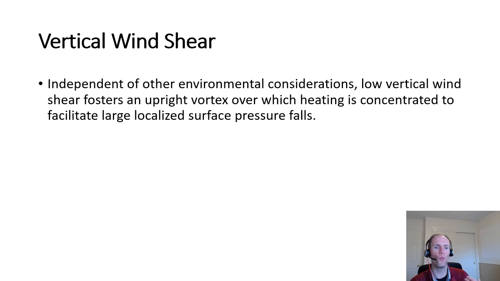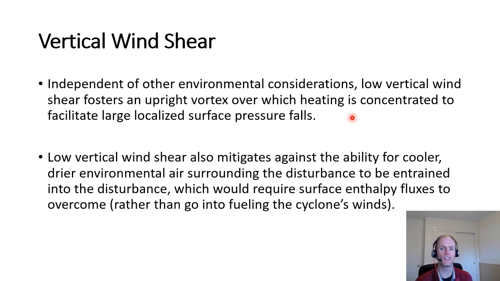So in terms of the why, we've already talked a little bit about this on the previous slide, but independent of any other factors, low vertical wind shear magnitudes foster that upright vortex with heating constrained in a small horizontal area to facilitate those localized large surface pressure falls, as compared to the tilted vortex that spreads the heating out over a larger area. But we can't always evaluate this independent of other environmental considerations.